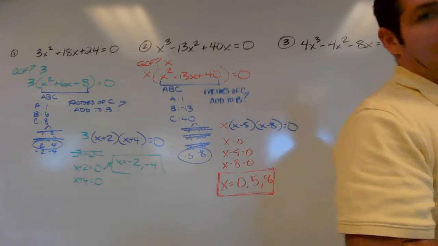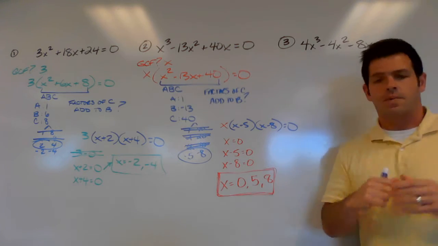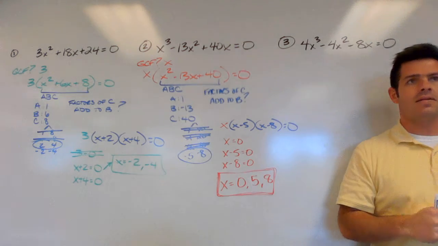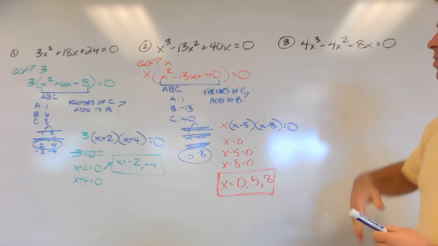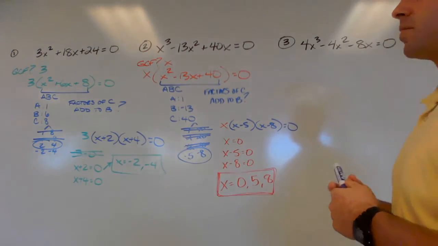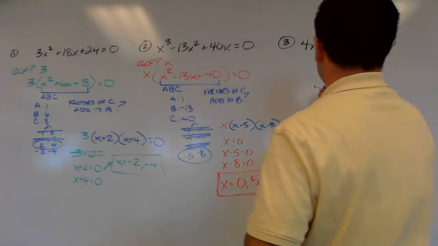I have the third problem here. I got 4x to the third power minus 4x squared minus 8x is equal to 0. Again, we already make sure it's equal to 0. We got the equal to 0 right there. We're happy about that. A little bit easier to solve that way. And I want to check for a GCF.